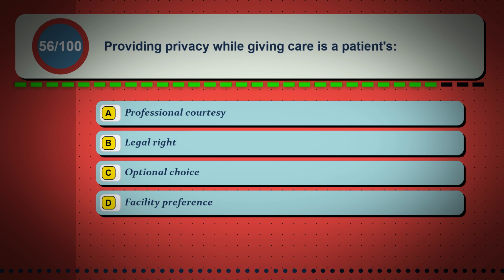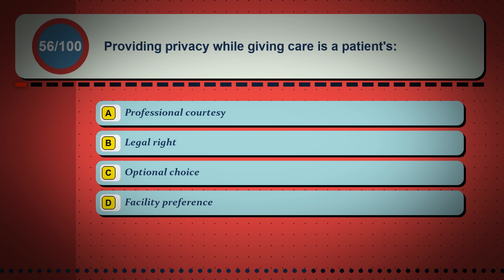Question 56. Providing privacy while giving care is a patient's: Option A, professional courtesy. Option B, legal right. Option C, optional choice. Option D, a facility preference.